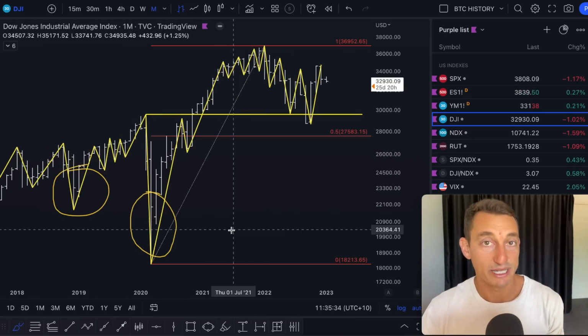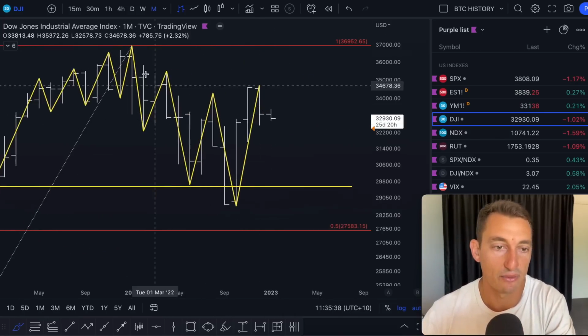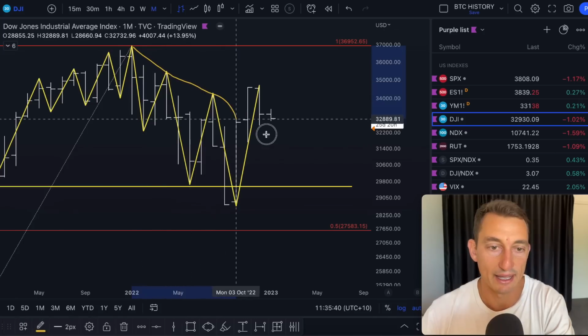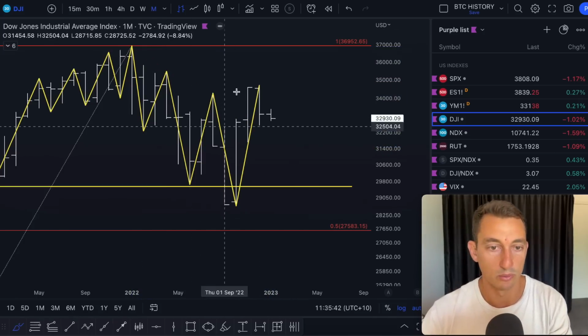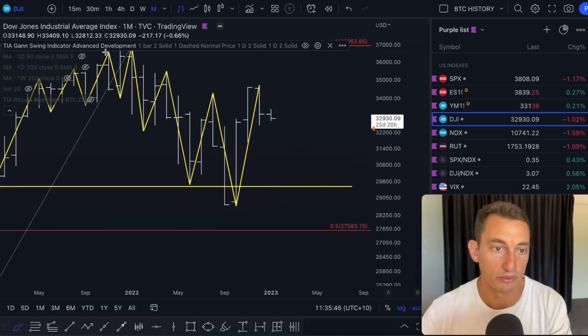A monthly macro recap of the technical analysis for the Dow Jones is that we are now finding ourselves in a breakout of the tops. So this is the Gann swing indicator. You guys can find a link to this in the top of the video description.